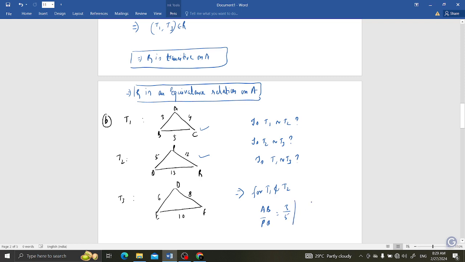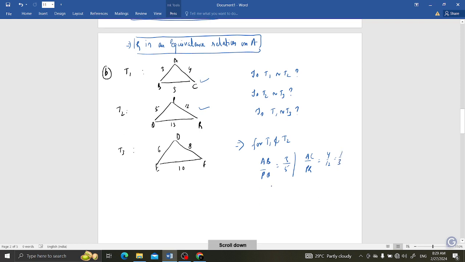AC upon PR ratio is 4 upon 12, in simple form it will be 1 upon 3. And the third ratio is BC upon QR, 5 upon 13. This is the first case we took, AB upon PQ. In the second case, you can take AB upon PR, this AB and PR we can take.